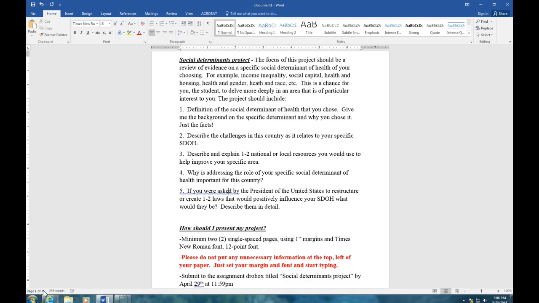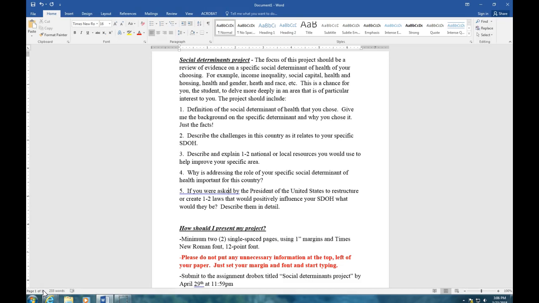So what you're going to do first and foremost is determine which social determinant of health you want to study. And if there is a particular determinant that we may not be covering in this course that you find, I am happy to allow you to use that determinant for this project. So that is great. You don't have to use only the ones we've focused on in class, okay?